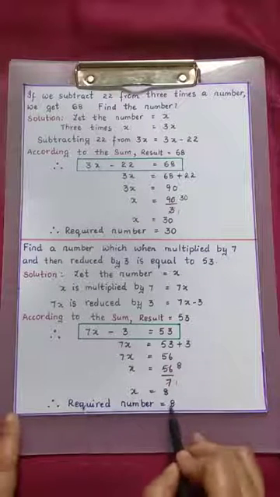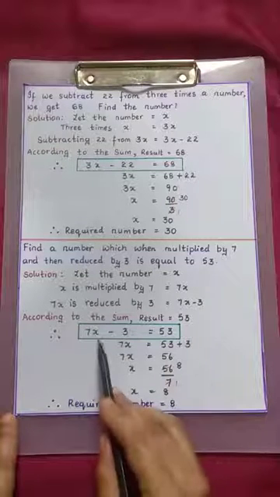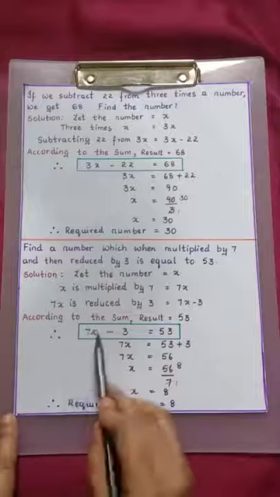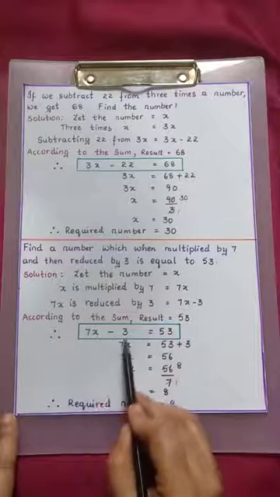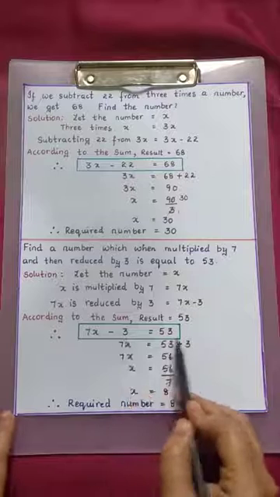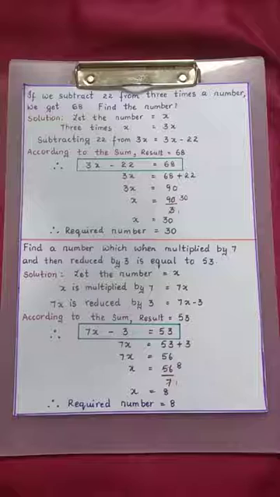So what is our required number here? 8. Let us check here by substituting 8 in place of x. 7x means 7 into x. 7 eights are 56. 56 minus 3, which is 53. So our required number is the correct one. Correct answer, we got it. This is the way we can check.